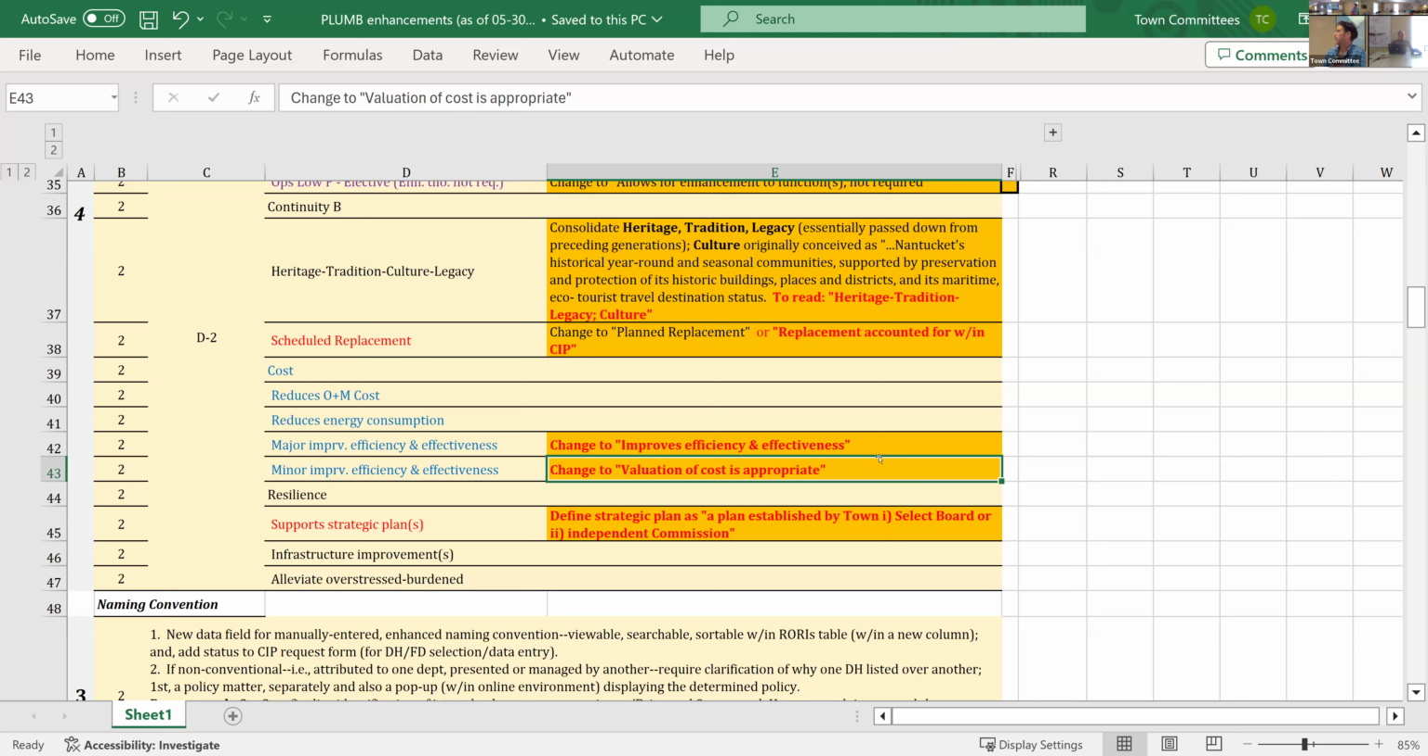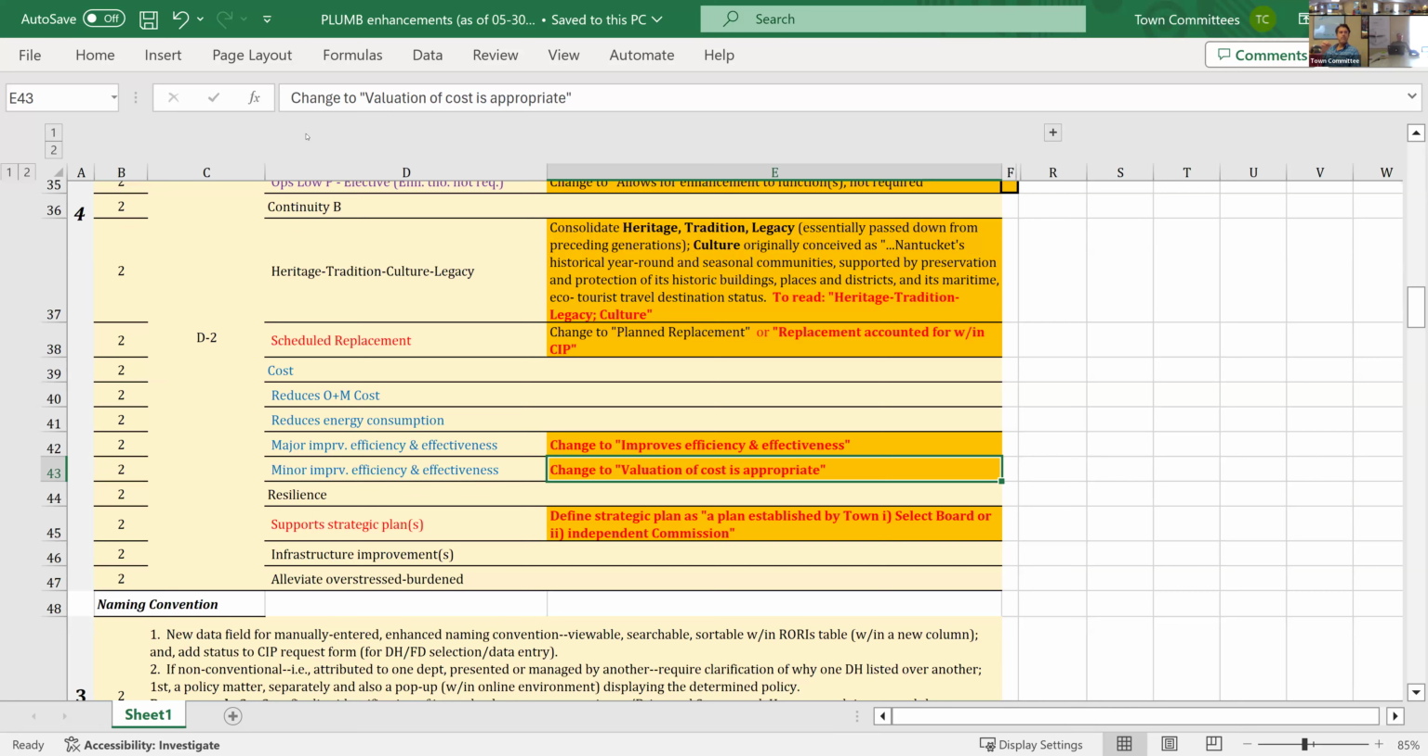Could you repeat what you just said, please? So basically, I'm going to go back super briefly to the structure of the database. If we modify the structure, it's a major lift we don't have time for. So if we encapsulate major and minor improvements into one, then we have a free line.